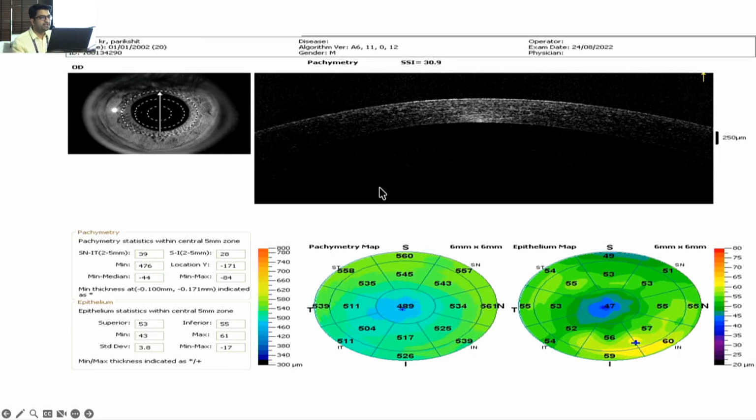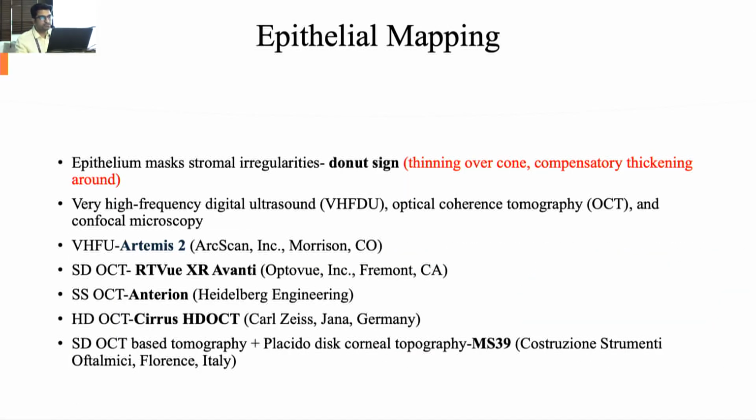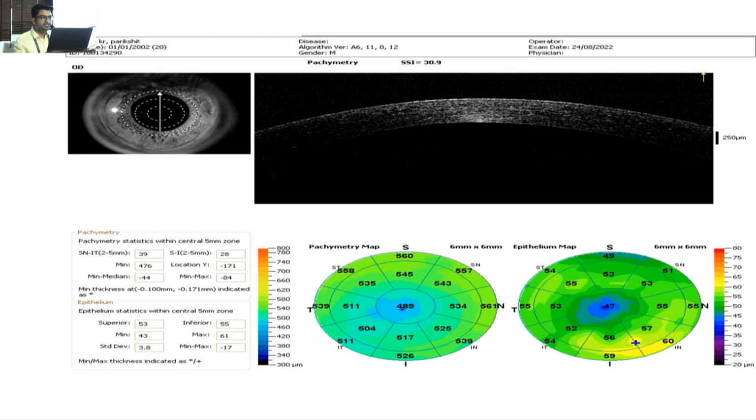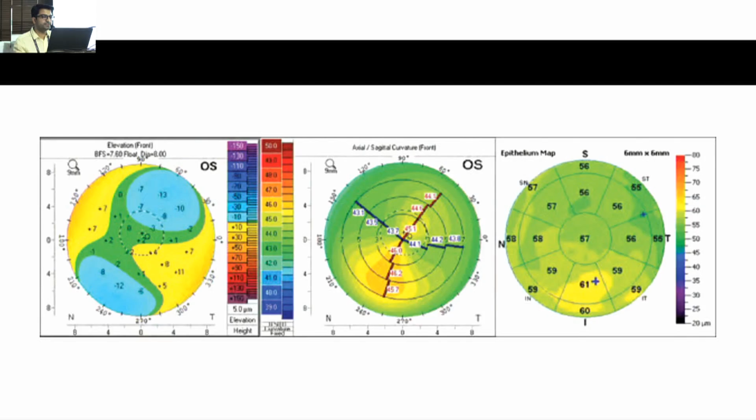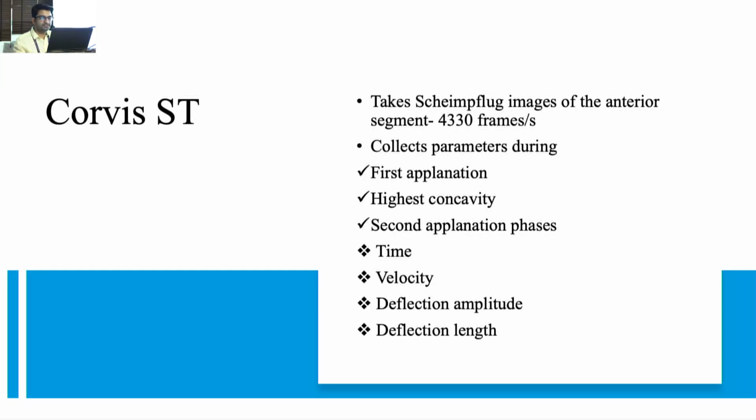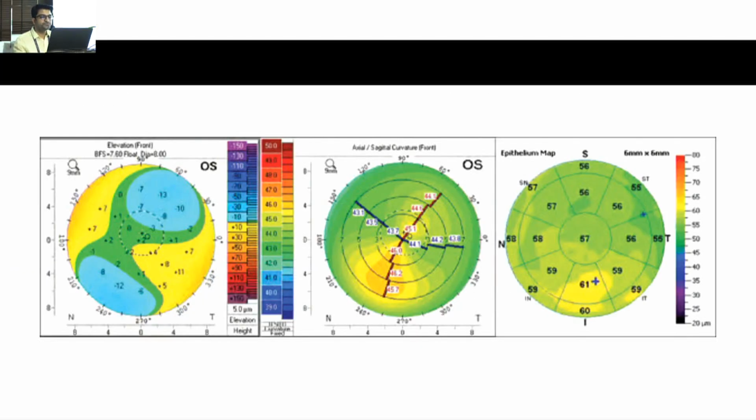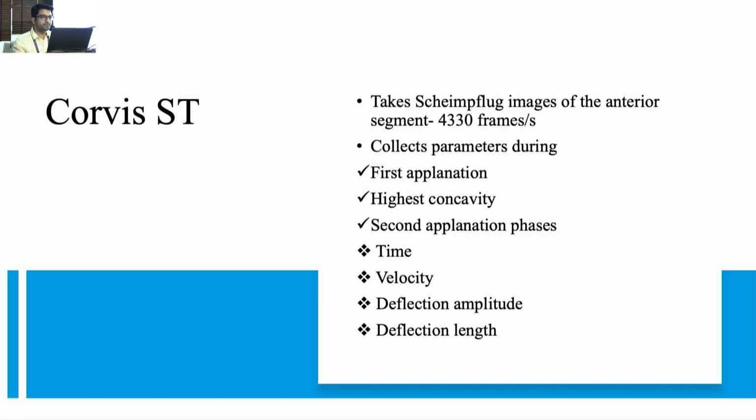And next is epithelial mapping. In a normal patient, you have a donut sign which you can see, that is, in the central area where there is thinning, there can be epithelial hypertrophy which can get masked in a case of keratoconus. So this is also important in diagnosing keratoconus. As you can see, there is a thin area where you can see a paracentral area with epithelial hypertrophy. So this may unmask keratoconus in a case with anterior segment tomography.